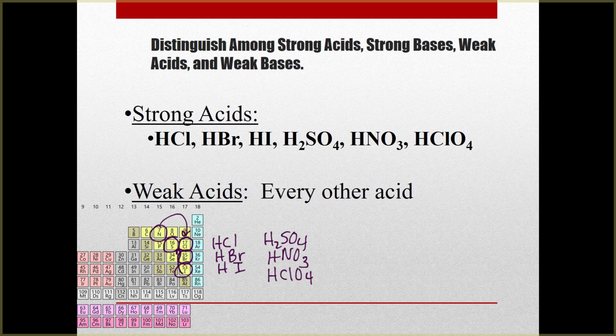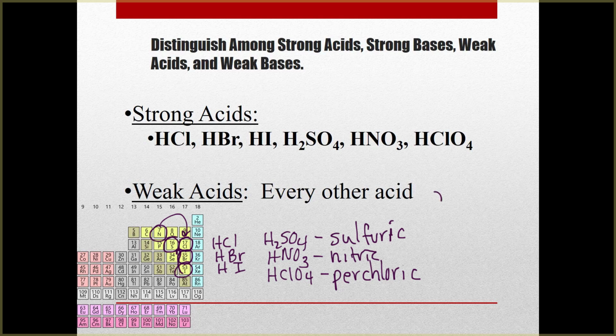Hydrochloric acid, hydrobromic acid, hydroiodic acid, and then these ones are sulfuric, nitric, and perchloric. So if you see sulfuric, nitric, perchloric, or your binary acids, hydrochloric acid, hydrobromic acid, hydroiodic acid, these are all your strong acids. If it's anything else, then we know it's a weak acid.